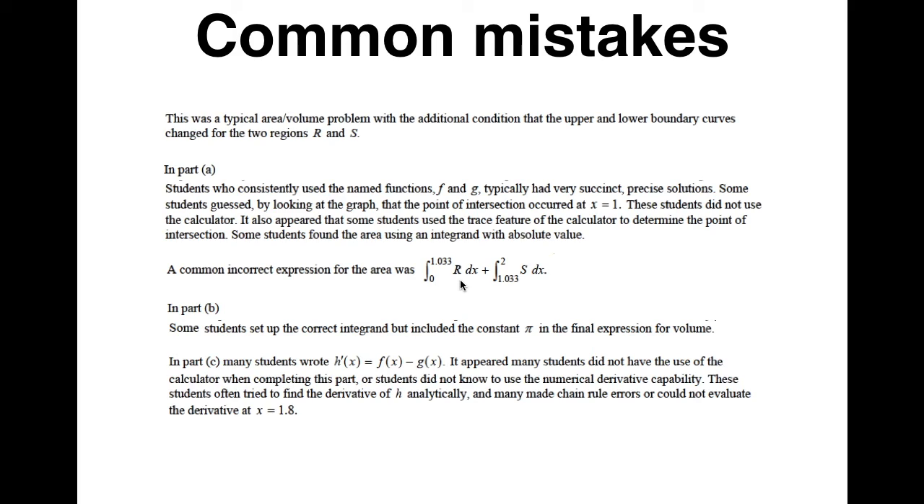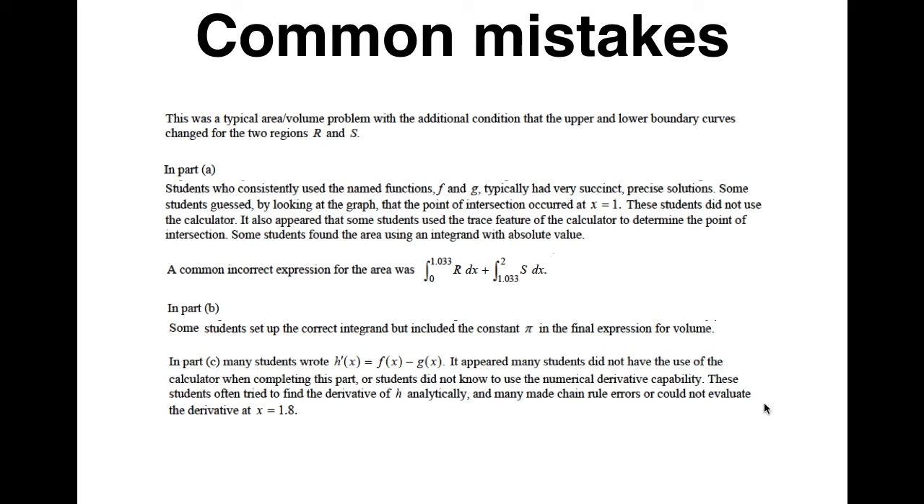In part B, which was the one where we were looking for the square cross sections, some students set up the correct integrand but included the constant pi in the final expression for volume. Just including a pi because we've used pi f squared of x a lot for cylinders, some students are confused when to use it and when not, and then they just mix the two methods.